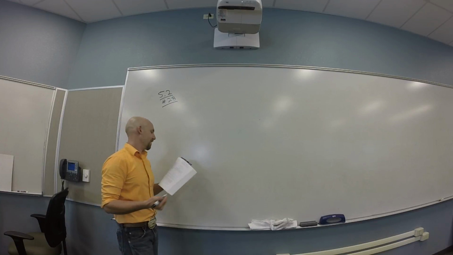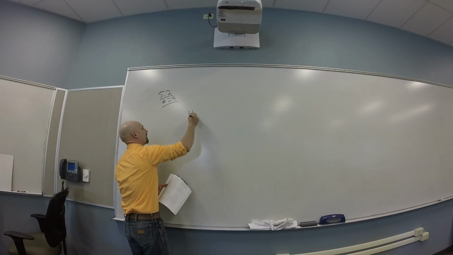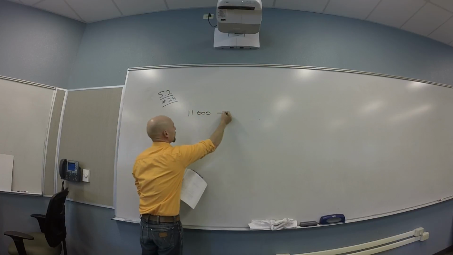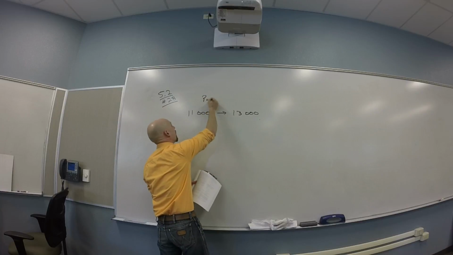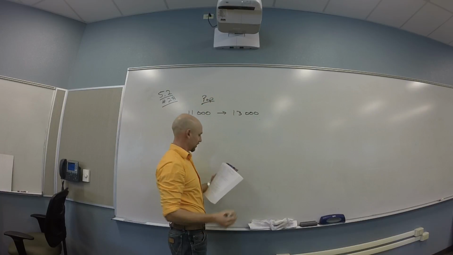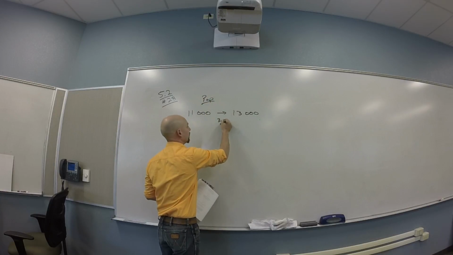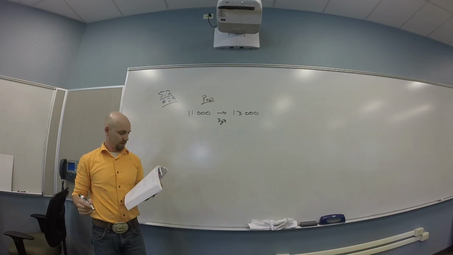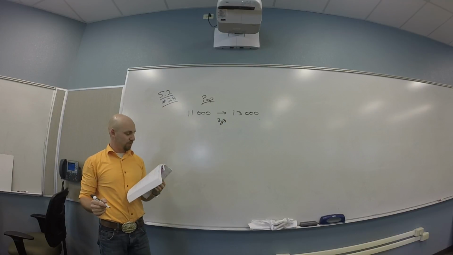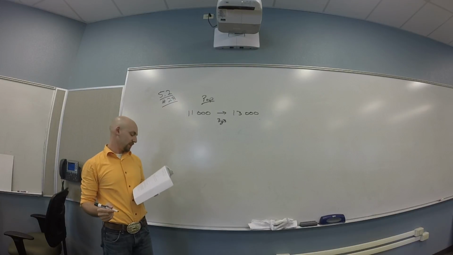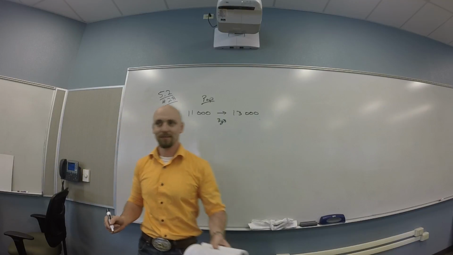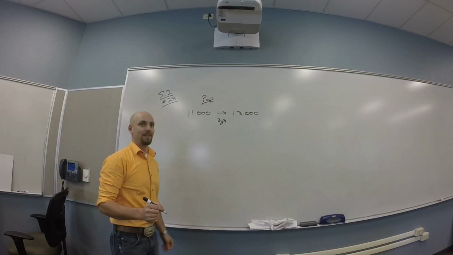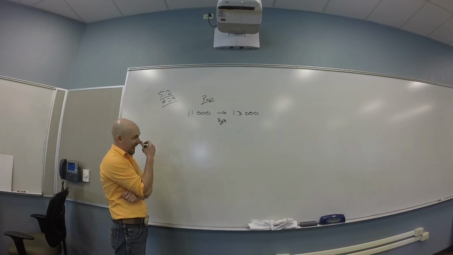Okay, I'm done waiting. We have a population that grows from 11,000 to 13,000 in 3 years. Cool? And then I'm supposed to assume the growth rate is exponential, find the annual growth rate, the continuous growth rate, and then answer why are those different. Okay, so what's the annual growth rate?